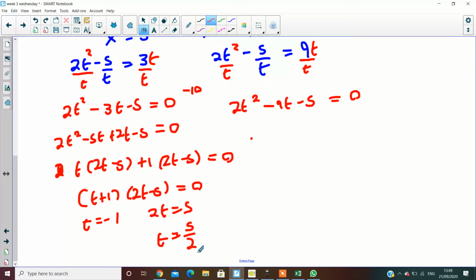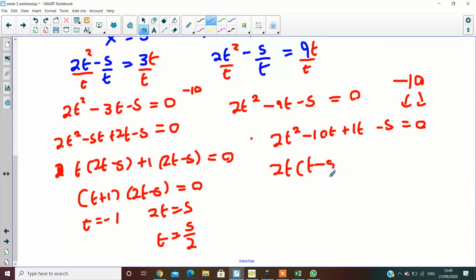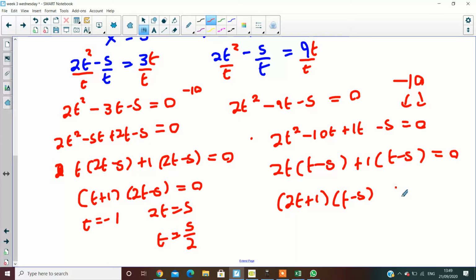Everybody cool with that? Next one. One second, I'll just finish it off. Minus 10 for the next one. Two numbers that multiply to give you minus 10, but add to give you minus 9. I'd say that's a minus 10 and a plus 1 all day long. Then factorize and you get 2t into t minus 5 plus 1 into t minus 5 equals 0. You get 2t plus 1, t minus 5 equals 0. Like the other one, t equals 5, 2t equals minus 1, t equals minus 1 over 2.